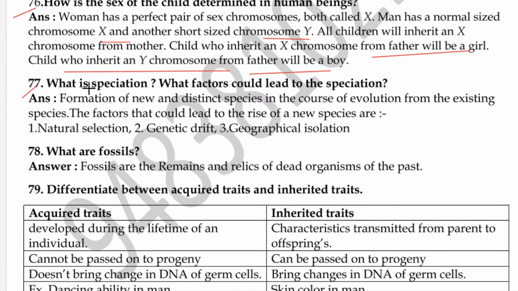Next one. What is speciation? What factors could lead to the speciation? Formation of new and distinct species in the course of evolution from the existing species is known as speciation. The factors that could lead to the rise of new species are: number 1, natural selection; number 2, genetic drift; number 3, geographical isolation.